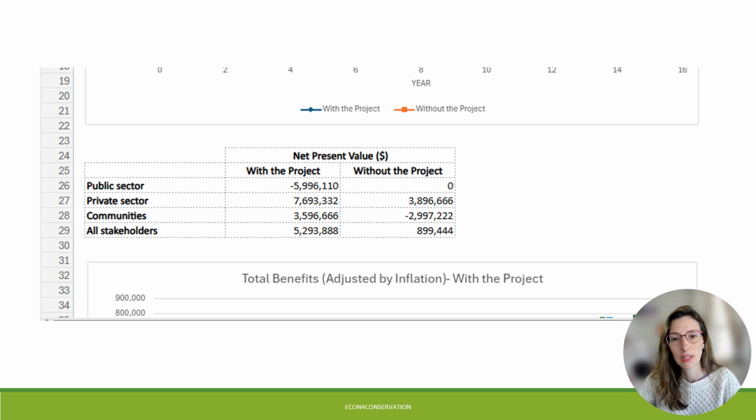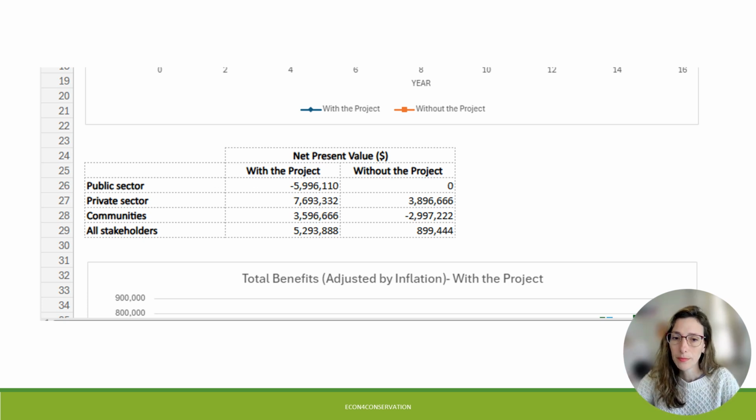With this spreadsheet, we can also evaluate the net benefit for each stakeholder, which enhances transparency and helps identify the distribution of costs and benefits among stakeholders, which is very important. Under this hypothetical example, the public sector, and here we use this nomenclature as a proxy for government, bears all the costs. In this scenario, without the protected area, society bears most of the costs. But please remember that this is all hypothetical.